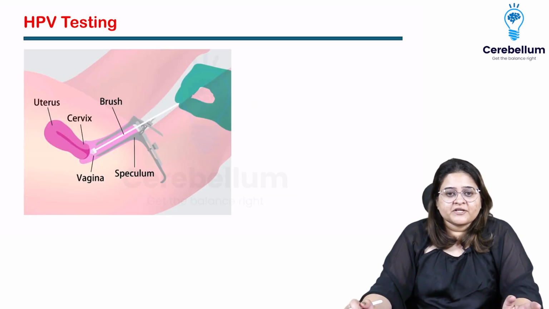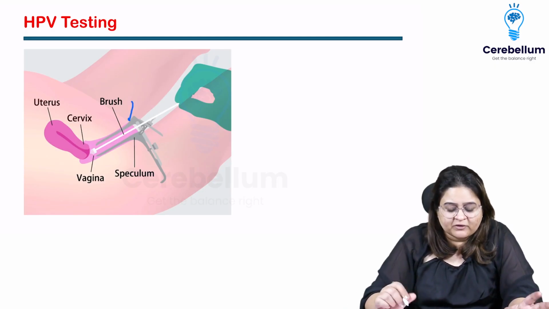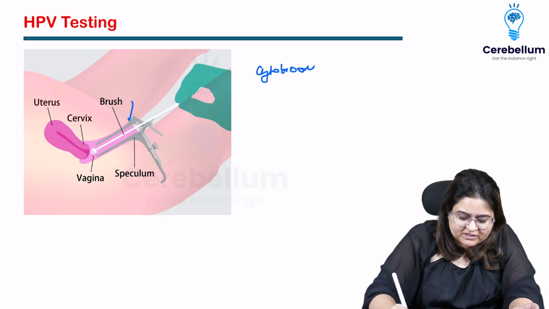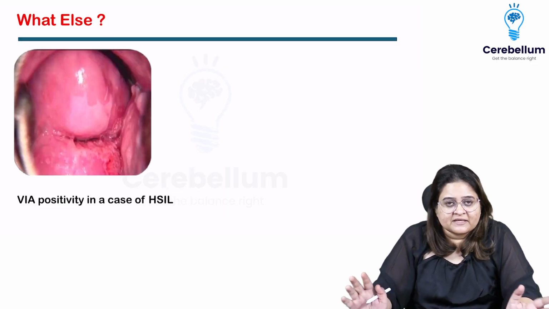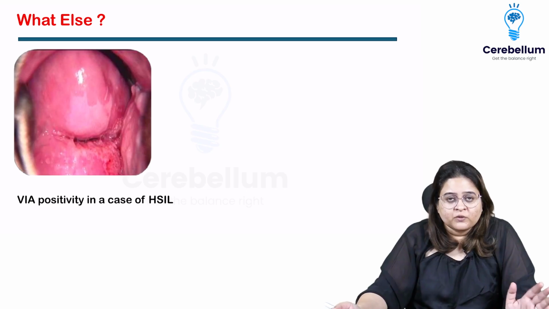Now, how do you test for HPV? Similarly, you take a smear from the cervix, you put in a Cusco speculum, and you use a cytobroom. This instrument you're seeing is a cytobroom, which is used to take a smear, and this is sent for HPV testing. What are the other methods of cervical cancer screening, which you should know?